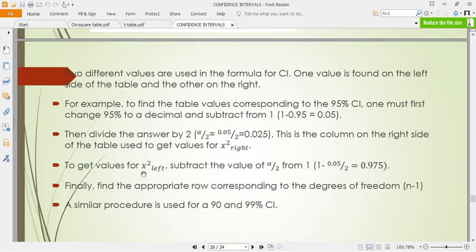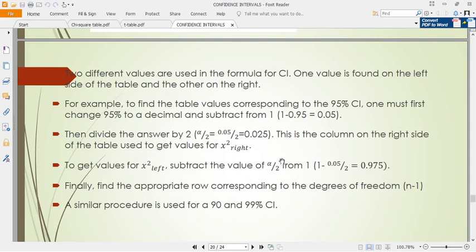Here it was. So to get now the left value, remember we get the right value and the left value. So this 0.025 gives us the right value. So a figure that corresponds to 0.025 and a given degree of freedom will give us the value of x squared right. Now to get the value of x squared left, we subtract the value of alpha over 2 from 1. So here we got 0.025 as our alpha over 2, so therefore to get x squared left, we are going to subtract alpha over 2 from 1.